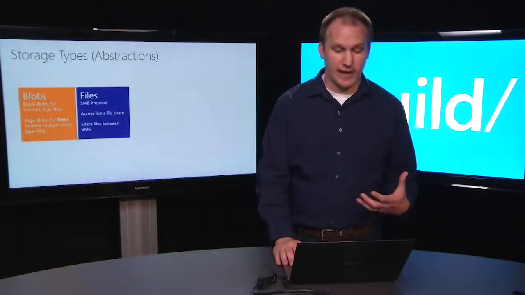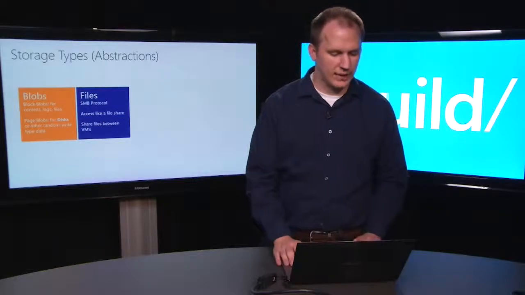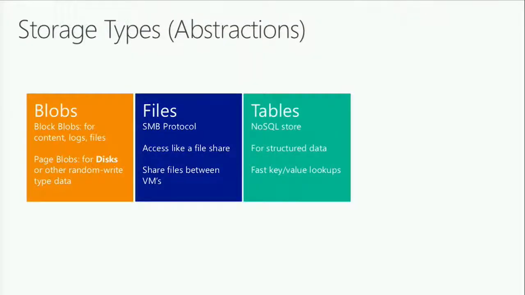Next up, we have files. This supports the SMB protocol from the cloud, so you can access it just like a file share. The one interesting characteristic, as opposed to disks, is you can access it from many VMs at a time, whereas a disk can only be mounted by a single VM. So if you have data that you need to share among multiple VMs in Azure Compute, you can use the Azure Files service.